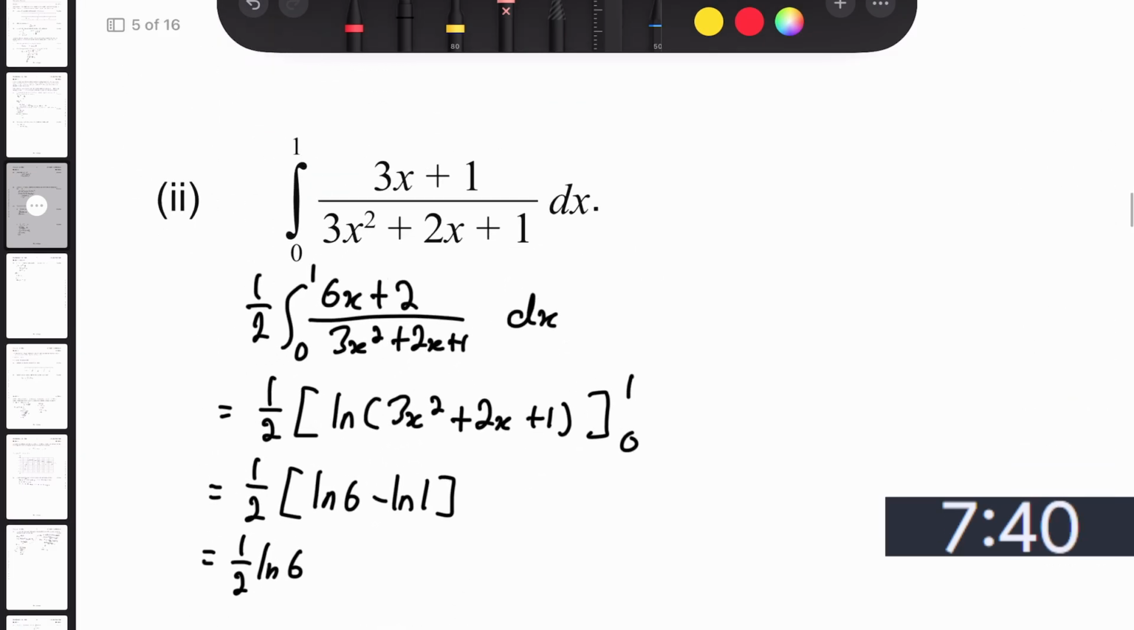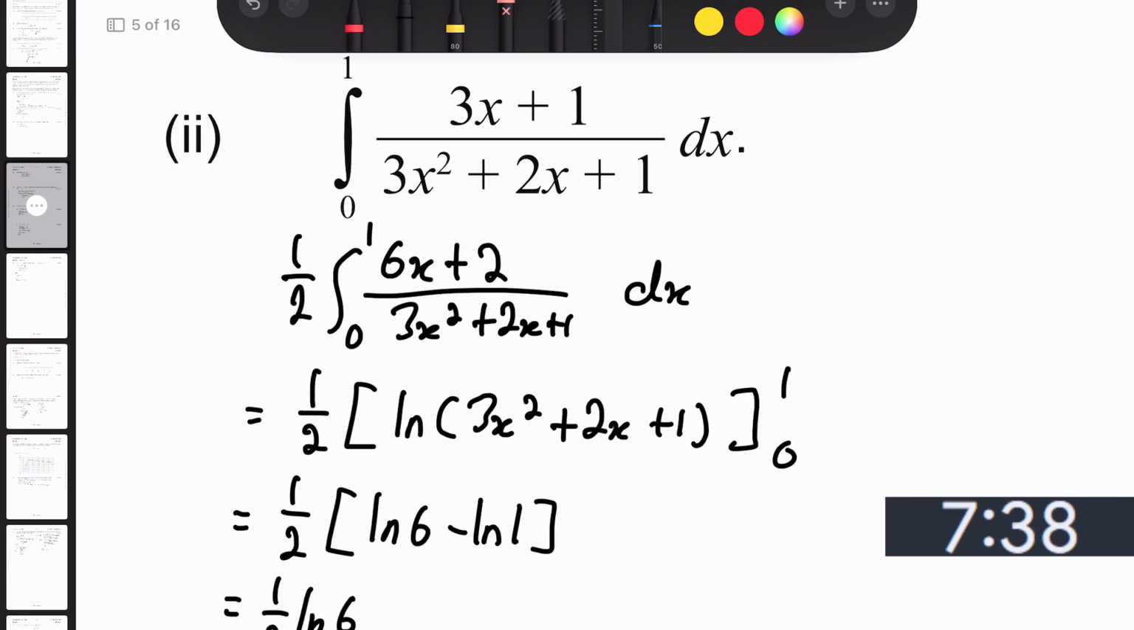Sine. For this one, we found the correct scalar again. We have to multiply the top by 2. We found that was the ln of the bottom. It's the half of it. We plugged in 1, which gave us ln of 6. Plugged in 0, which gave us ln of 1. ln of 1 is 0.